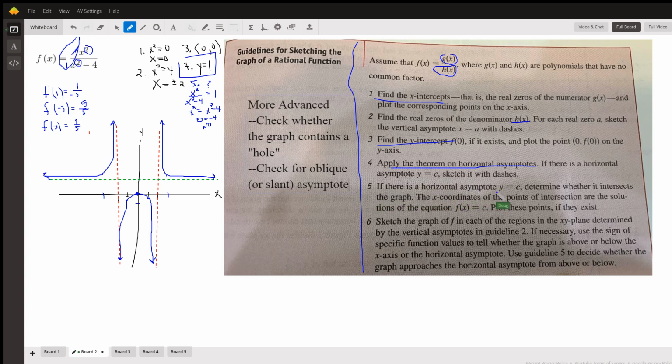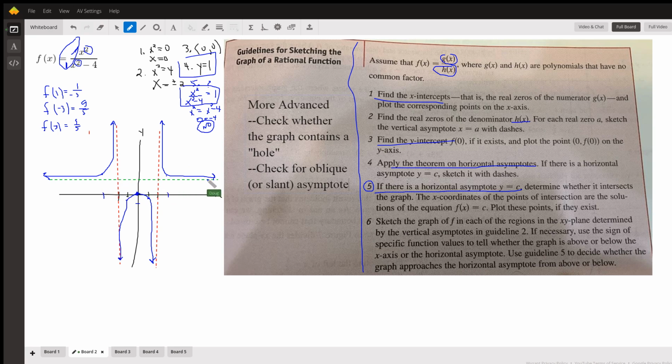If there is a horizontal asymptote, and there is, determine whether it intersects the graph. Some textbooks call that find the crossing points. I haven't seen that in too many textbooks, but every now and then. So we want to know, does the original function ever equal 1? And if we solve that equation for x, we get 0 equals negative 4. So no, there are no crossing points. The branches of this curve never cross this green dashed line.